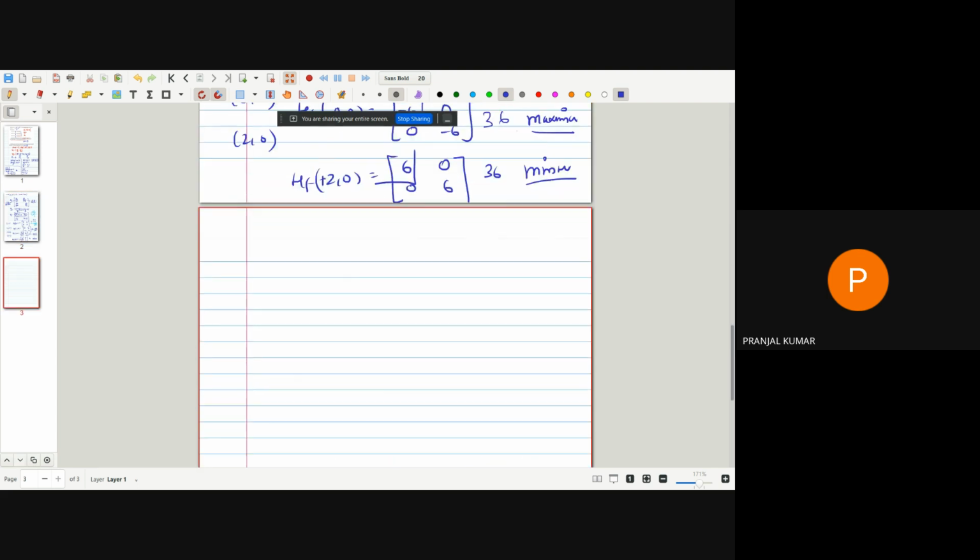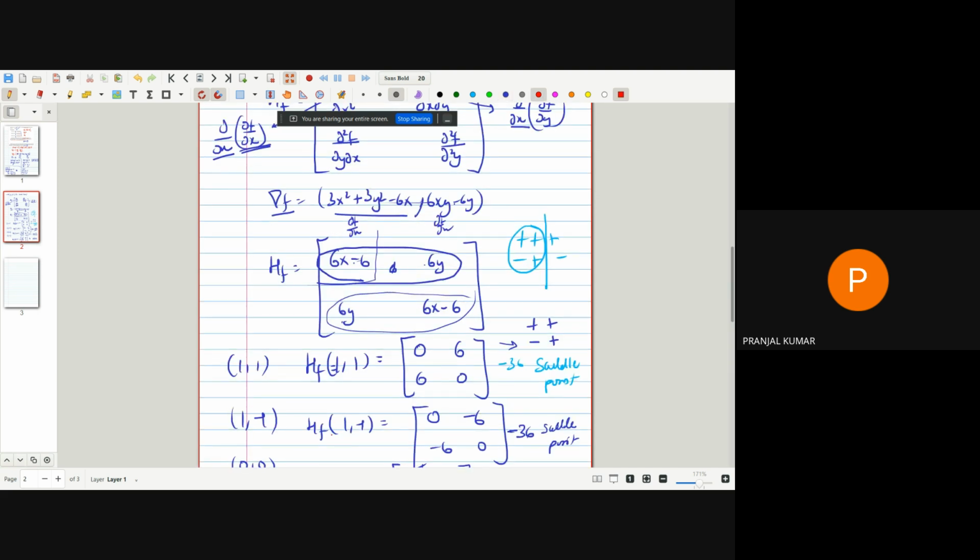Once you get your Hessian matrix, you have to divide it into sub matrices which are square. The first square submatrix is this. Then the second is this one only. This first sign is the determinant of the first submatrix, SM1, and this second one is the determinant of the second matrix, which is your Hessian matrix only, SM2. So the sign of these helps you to determine the type of point.